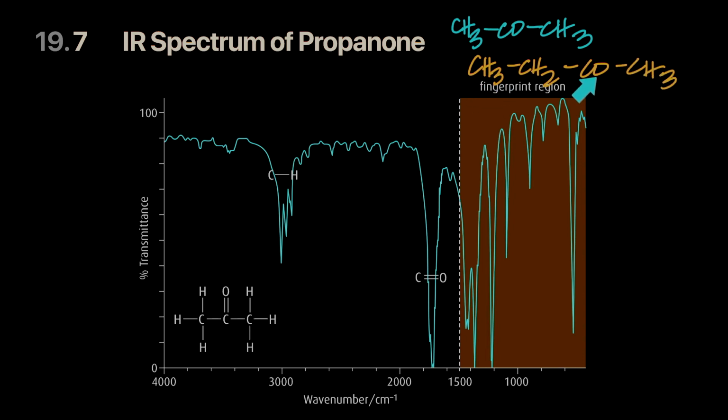Has a C double bond O and CH bonds. Propanal, which is CH3, CH2, CHO, would also be similar like this, because propanal also has a C double bond O bond and CH bond. So the only two bonds in these three molecules are CH and C double bond O.